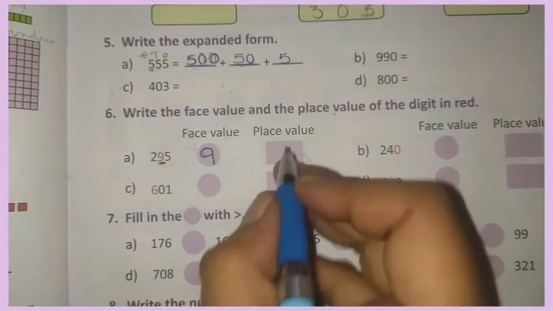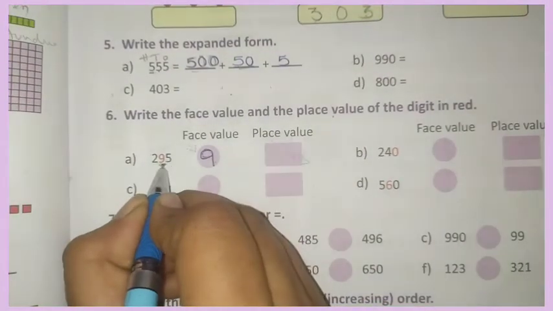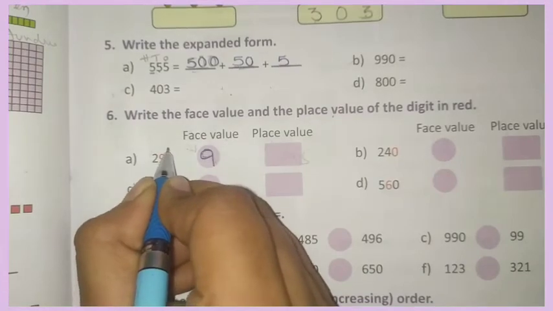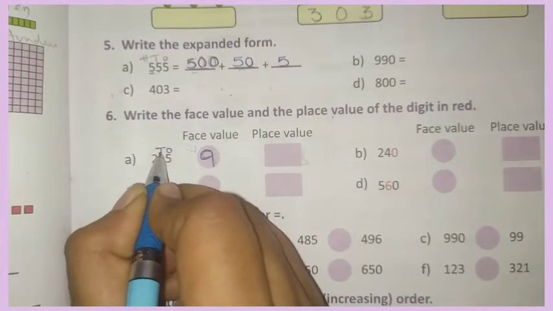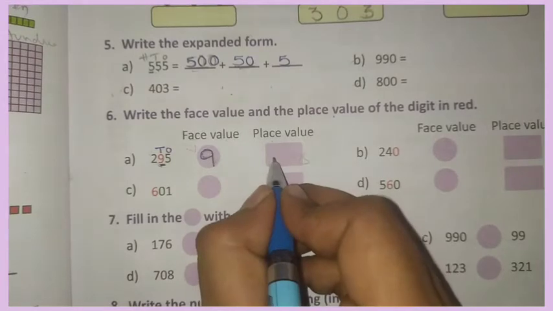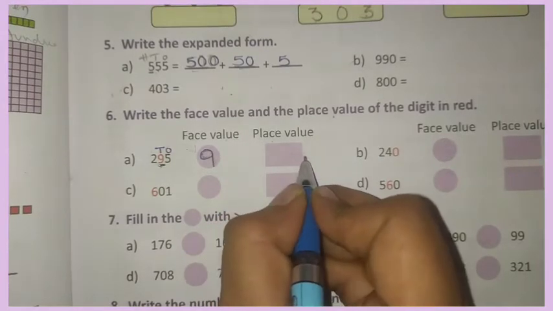Okay. Next, place value. 9 is in which place? Yes, this is ones and this is tens. 9 is in tens place. So we should write tens here. No, we should not write tens like that.